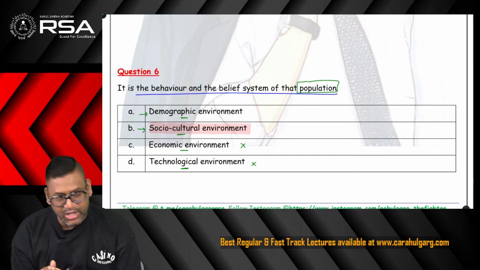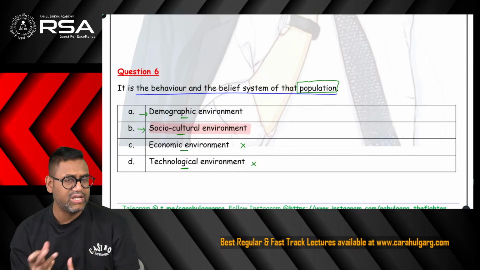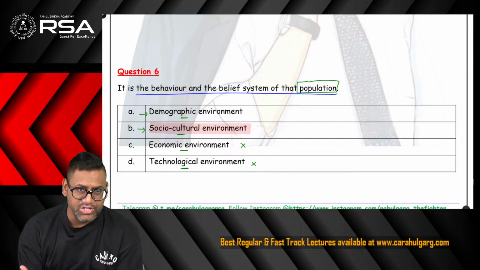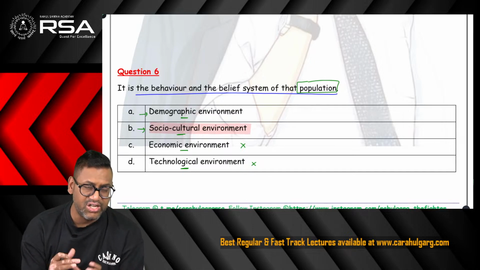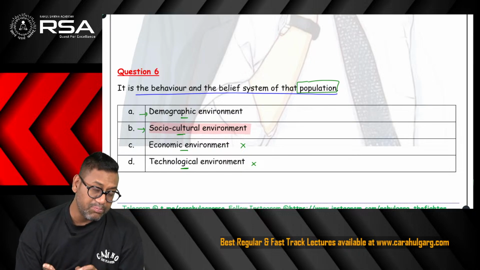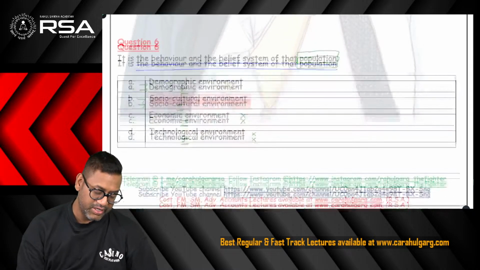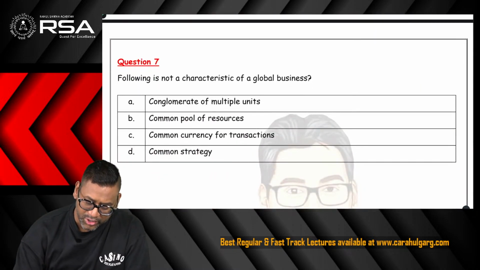The demographic environment takes into account other characteristics like the age of that population, the density of that population. That's the demographic thing. But the behavior and the belief system of the population are judged under the socio-cultural environment. Okay, moving to next.